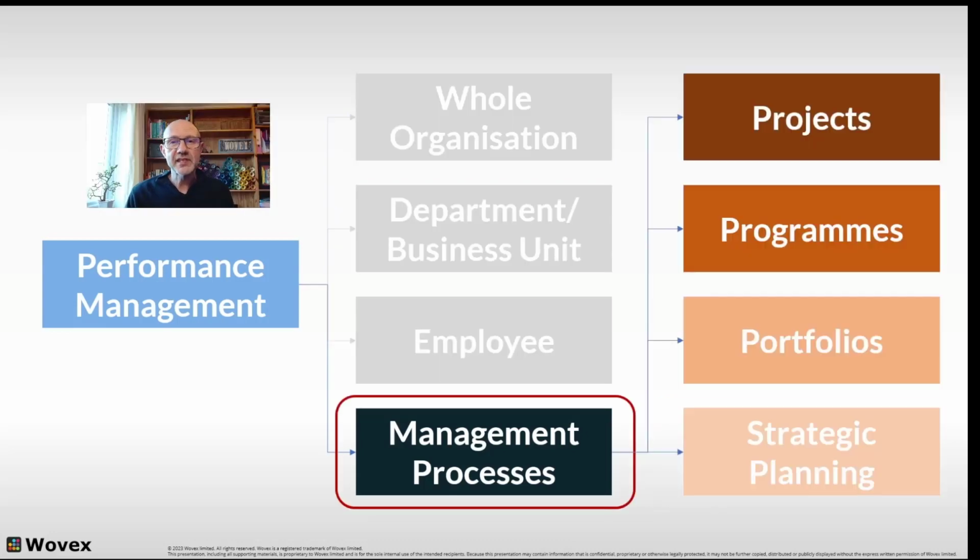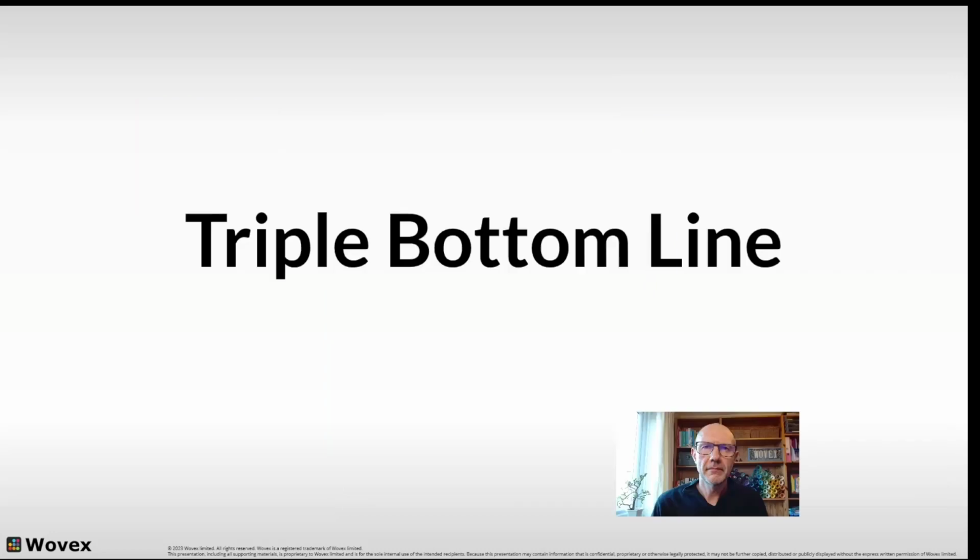Now, of course, there's a lot of management processes in an organisation, but specifically for benefits realisation, you're talking about projects, programs, portfolios and strategic planning. They're the things that people invest in, want to change, because specifically they should be delivering business benefits to the organisation to move them forward.